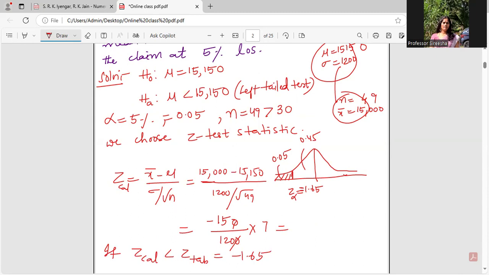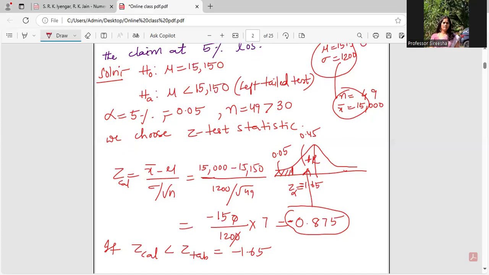So what's this value? Into 7, this value turns out to be 0.875 with a negative sign, guys. So minus 0.875 is definitely greater than minus 1.65. This value would be somewhere here in the acceptance region only.